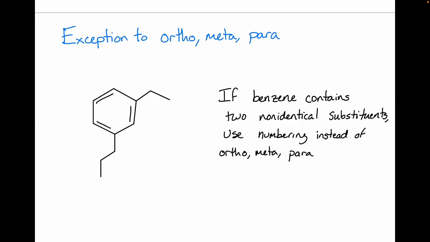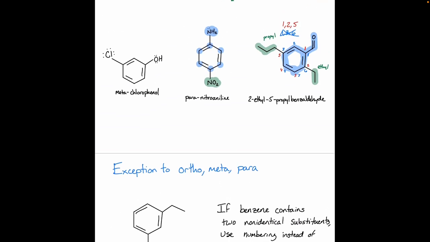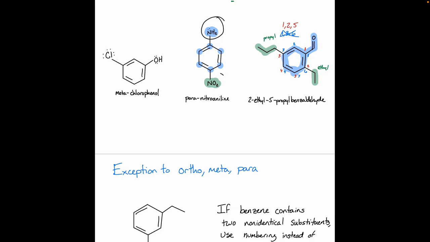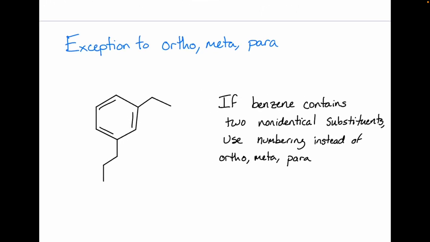So, but the caveat here being substituents, right? So up here, my amine group was different from my nitro group, but that amine group wasn't a substituent, it was part of the parent chain. So those can be different, that's fine. But if they're both substituents, if they both go at the front of the name, then you have to use your numbering scheme. So everybody take a second using numbering, name this compound for me.